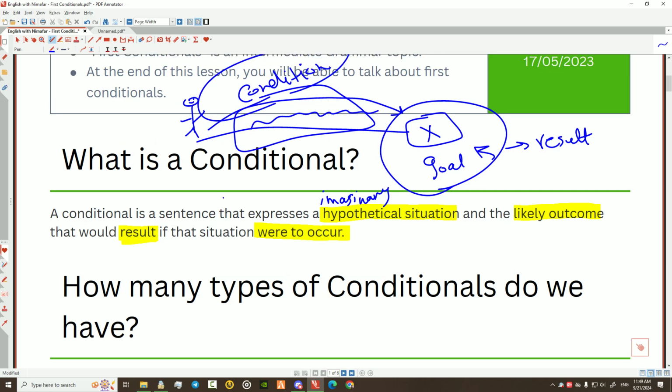But how many types of conditionals do we have? First conditional, okay, that's it, or do we have more?